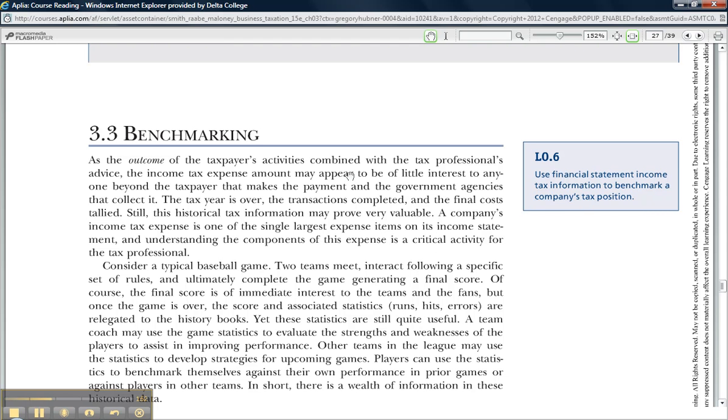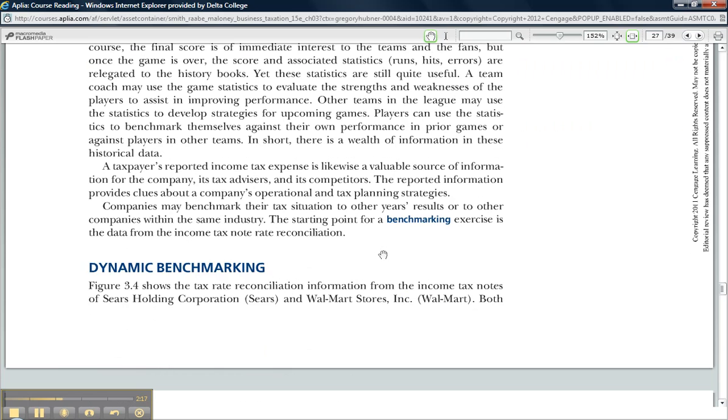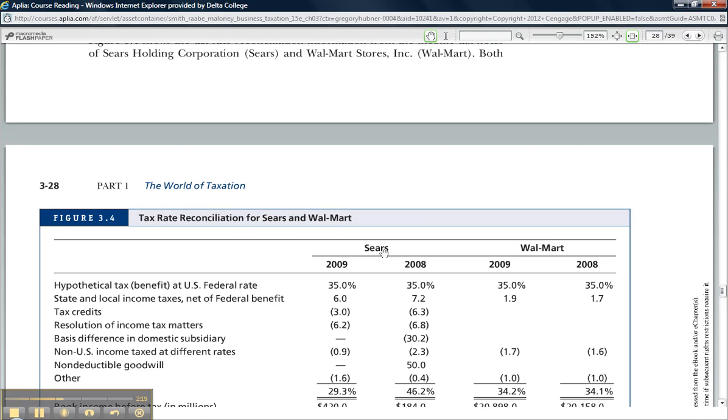Companies benchmark their tax planning effectiveness against what they've done in previous years to see if they're doing a better job or worse job in planning. Income taxes are a big part of a company's financial statements, and they're trying to constantly reduce their effective tax rate, and so they measure against their own prior performances in that area.